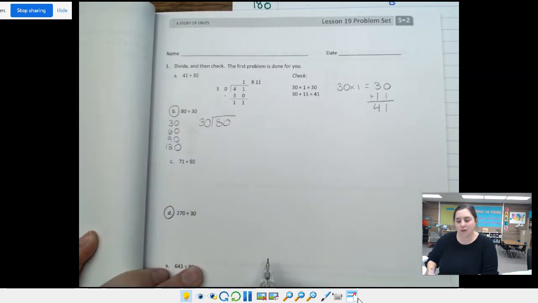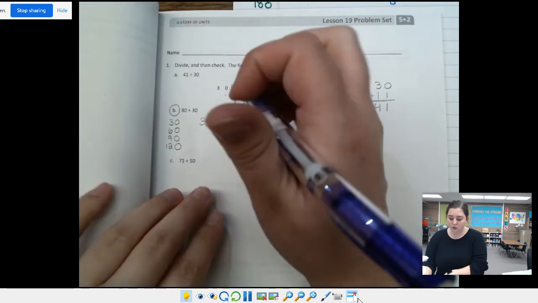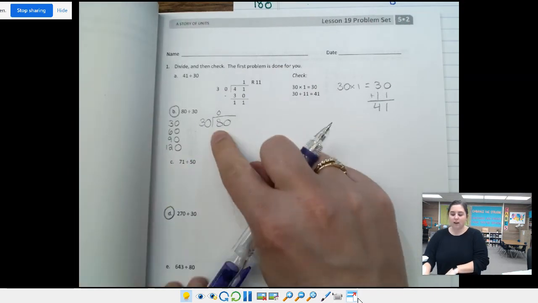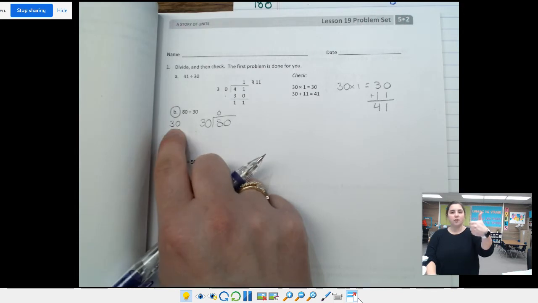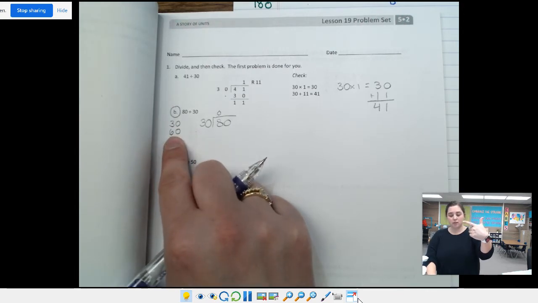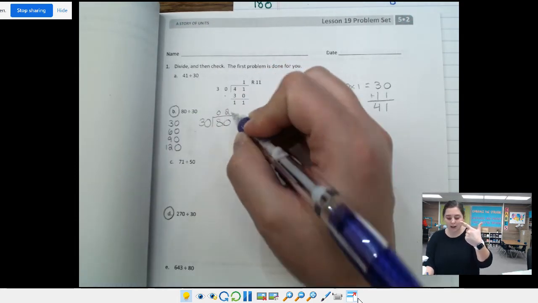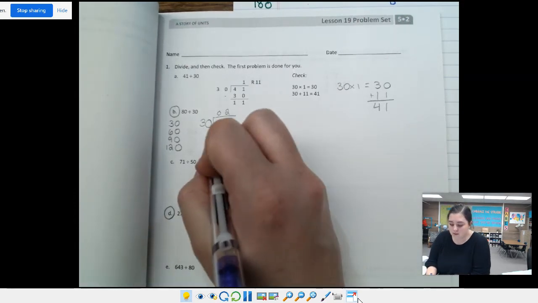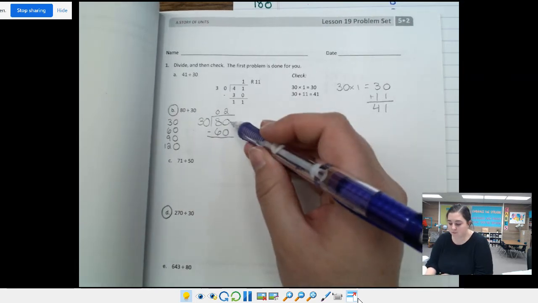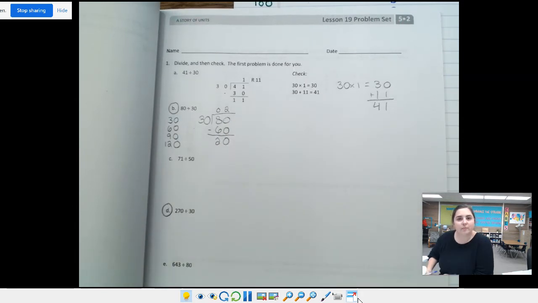There we go. All right, so how many times can 30 go into 8? 30. Oh, too much. Okay, how many groups of 30 are there in 80? 30, 60. Oh, 90 is too much. So 2 times. I couldn't get quite to 80. I got to 60. So when we subtract, 80 minus 60 is 20.